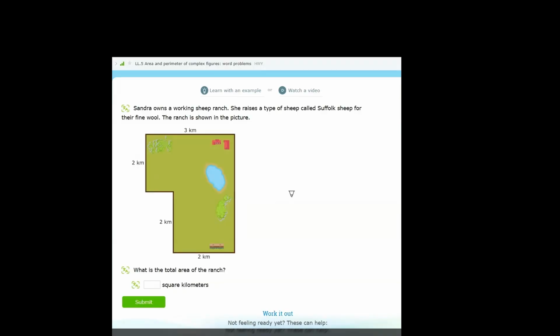So here we have a problem. Sandra owns a working sheep ranch. She raises a type of sheep called sulfur sheep for their fine wool. The ranch is shown in the picture, and we're being asked what is the total area of the ranch. So everything in here, all of this area, we want to find the total area of all of that. But the thing is, we don't have a formula for this kind of shape. So we have to break this up into smaller shapes.